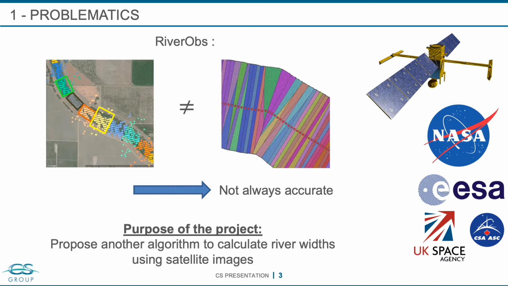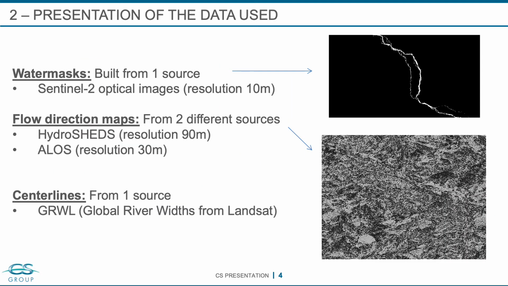RiverOps is an algorithm that has been developed for the SWOT mission. It aims to calculate river widths using rectangular convex envelopes. But in some areas where the river has a lot of meandering, these envelopes can transform into triangles, and this can affect the precision of the results of the widths calculated. So this algorithm has some defaults, and we wanted to try to find an alternative algorithm that could calculate widths more precisely. To do so, we used different data.